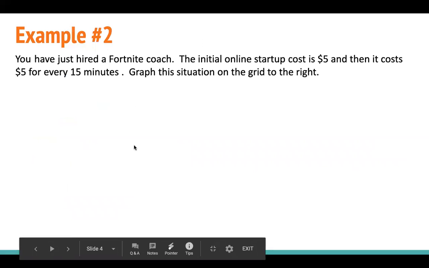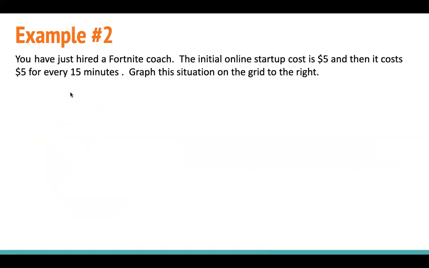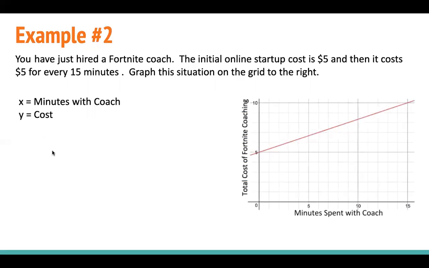All right, let's start now where we have a situation. So imagine we've just hired a Fortnite coach, and the initial online startup cost is $5, and then it costs $5 for every 15 minutes. We're going to graph the situation, and then we're going to interpret the slope and y-intercept. So here, my x is going to be the minutes. That's going to change. The minutes are going to determine how much I'm going to pay, and y is going to be my cost. So let's look at the graph here.